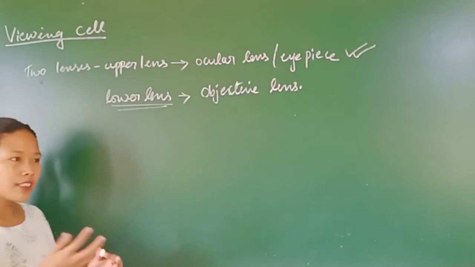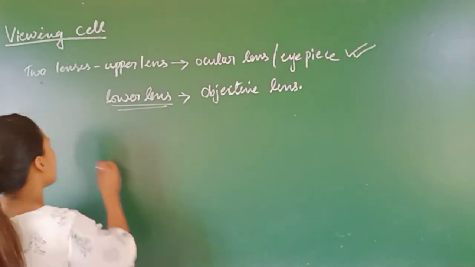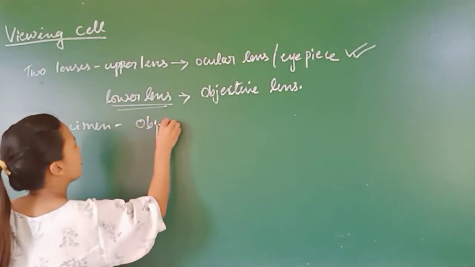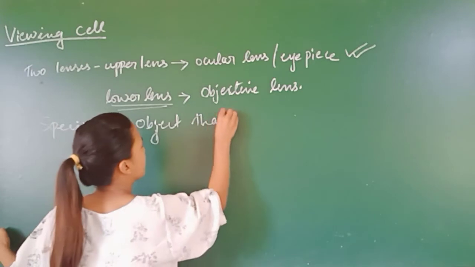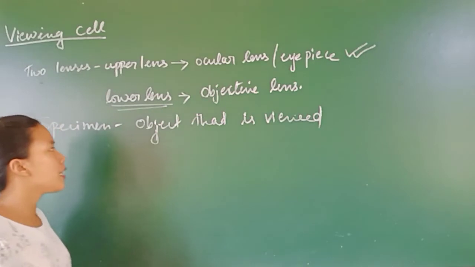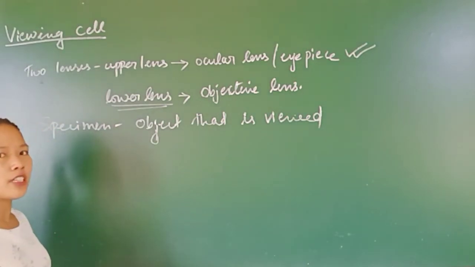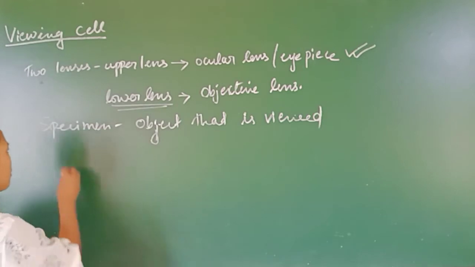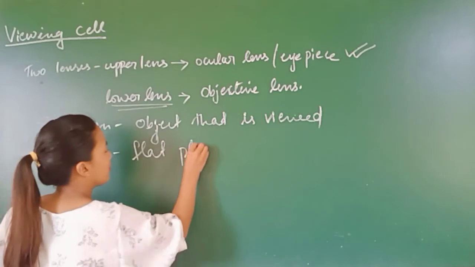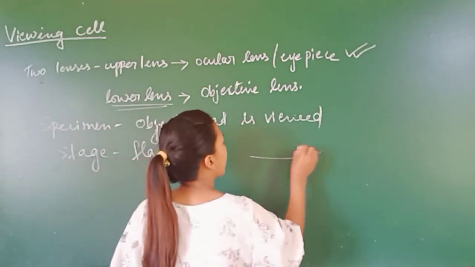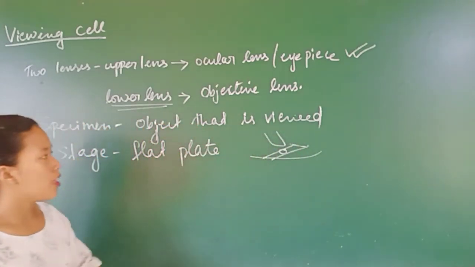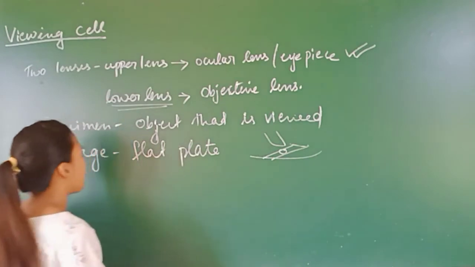And the object that we are viewing is called the specimen. Specimen means the object that is viewed. And to view it, we have a flat structure in this microscope called the stage. The stage is a flat plate, just like a plate, and on that we can keep the specimen and view it like this. This is just a small example.